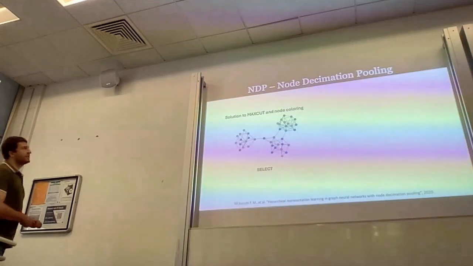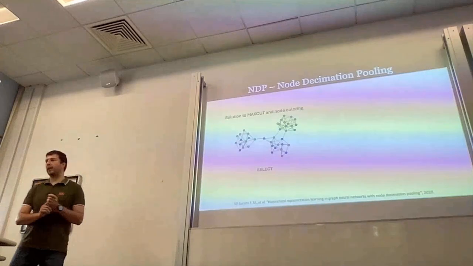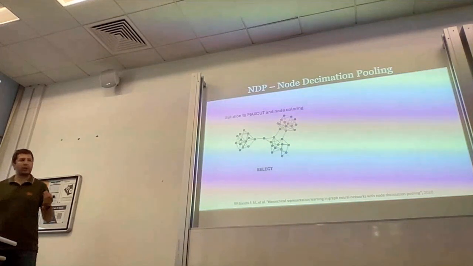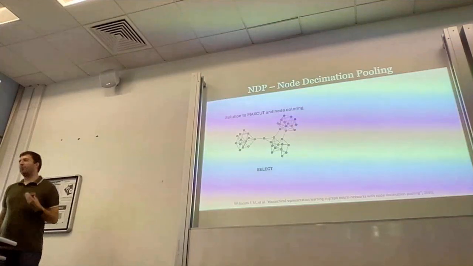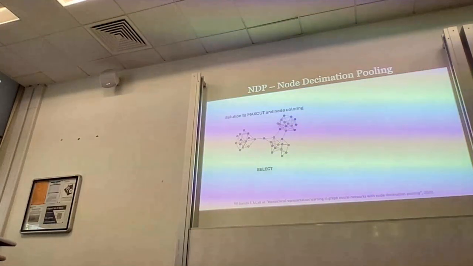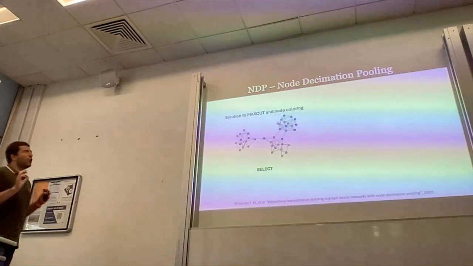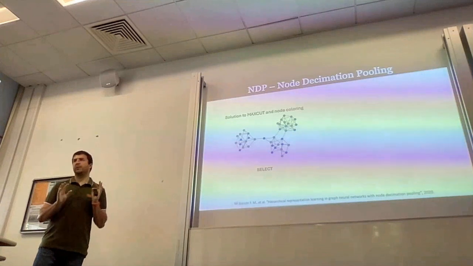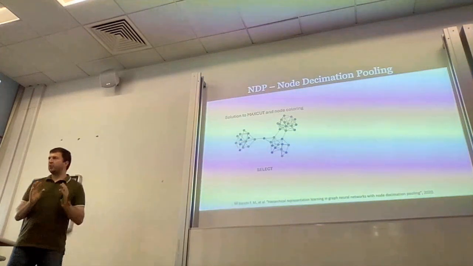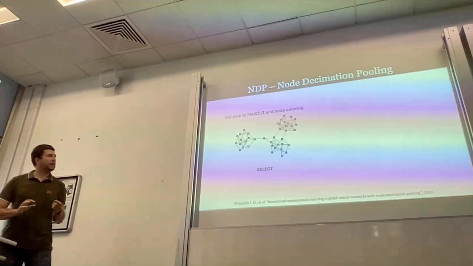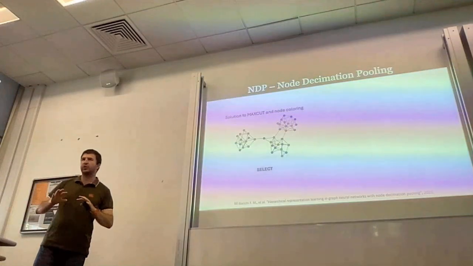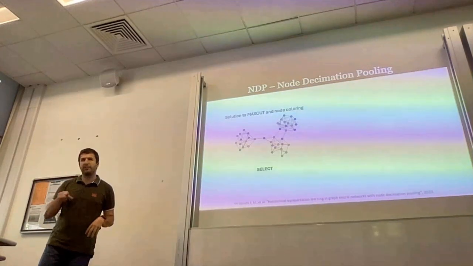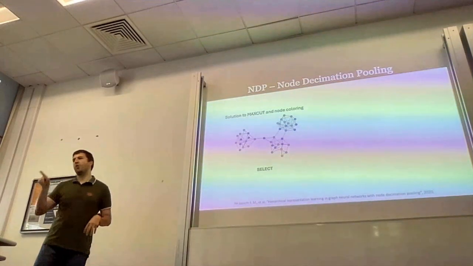Another method of this family is node decimation pooling, and this is, in my opinion, even better representing the concept of one every other two nodes. So what this method is trying to do is to find a solution to the max cut partition. For those of you who are not familiar with the max cut, basically it's a problem that tries to partition the nodes into sets such that there are as many edges as possible going from one set to the other.